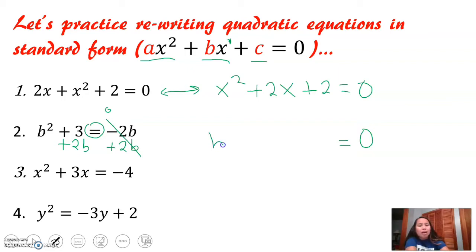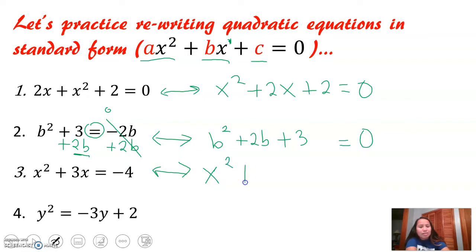And then I'm going to write b squared, because that's the variable with the highest exponent 2. And I'm going to write 2b, this one here, because I just added it up to the left side of my equal sign, plus 3. There you go. That's my standard form for number 2. Easy, right? Alright, let's proceed to number 3.